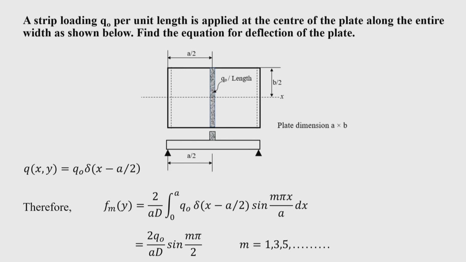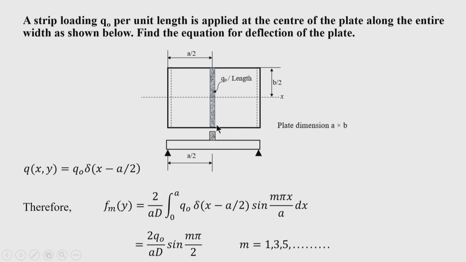Okay. Now, let us consider another problem of a plate which has a loading q_0 per unit length, but it is not distributed over the area. It is only a line load, that you can call strip loading, and this loading acts along the y direction, and you can see that this loading is situated at a by 2, and it is continuous along the y axis.